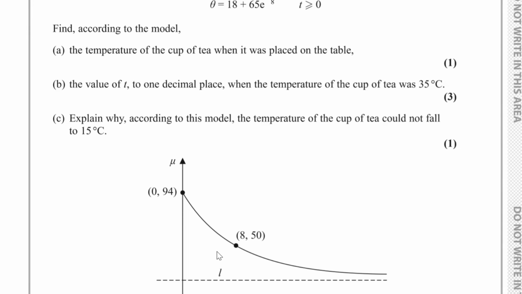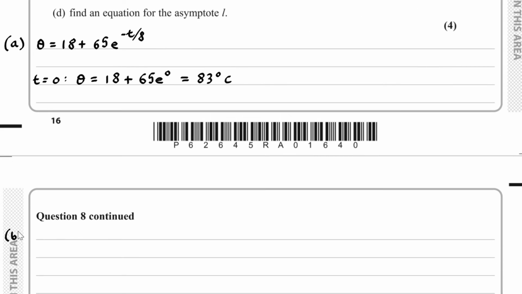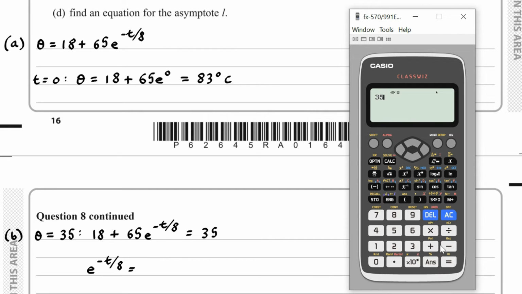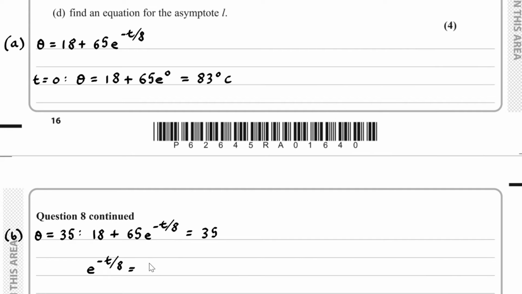Now for part B of the question, we have to find the value of t to 1 decimal place when the temperature of the cup of tea was 35 degrees. So this time for part B, we're looking at the time when theta is equal to 35. So when theta equals 35, we have 18 plus 65 e to the minus t over 8, which is equal to 35. So we have e to the power of minus t over 8 equal to 35 minus 18 over 65. So here we have e to the minus t over 8 equal to 17 over 65.